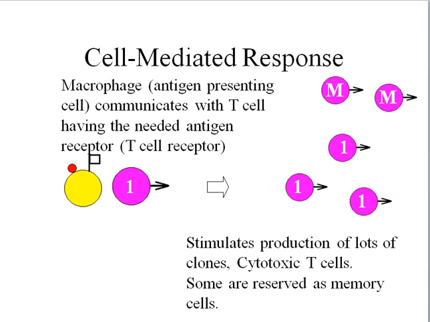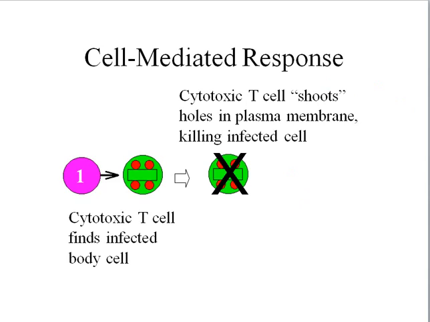The T cell which is going to be effective in fighting the infection is identified by communicating with the macrophage, which displays the antigen. This particular T cell is cloned. The clones are called cytotoxic T cells. Most of these cytotoxic T cells immediately join in the battle, but some are held in reserve as memory cells. The cytotoxic T cells kill the infected body cells, and now the pathogen has no place to hide, and the pathogen is quickly eliminated from your body.